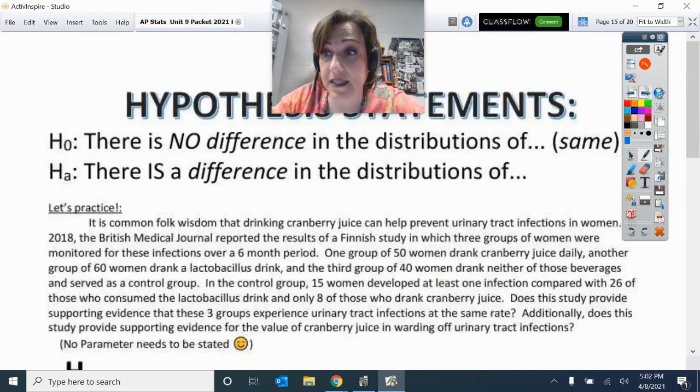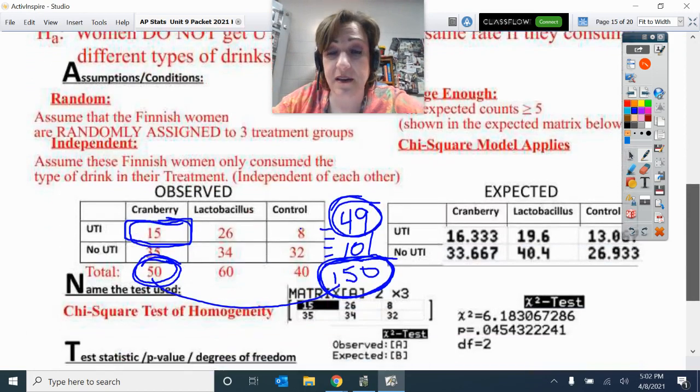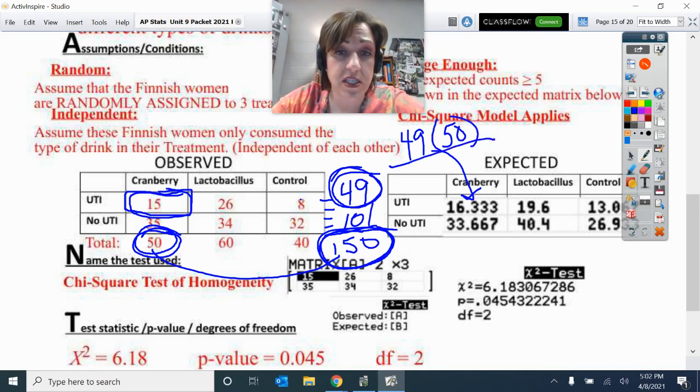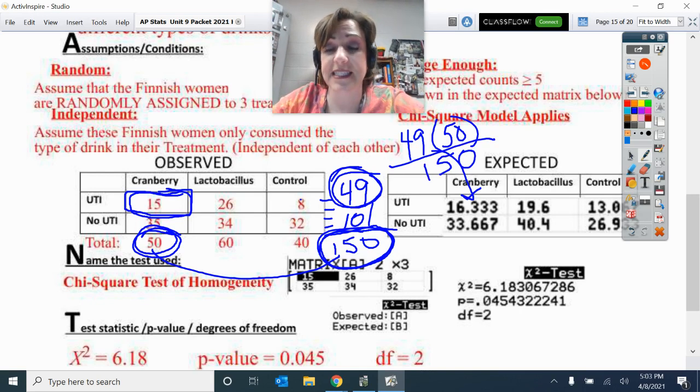All right, so that means to come up with this value right here, we would do row total times column total over the total, which is 150. So if I did that right there, that's 1/3 of 49, that's 16.333. So for every one of these boxes, you can compute them by hand. And in some cases, some data is presented to you to where you actually have to do it by hand.